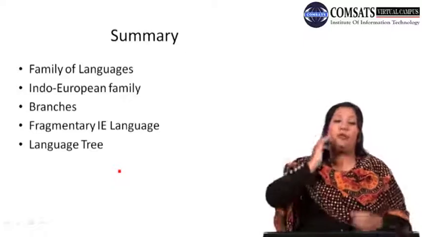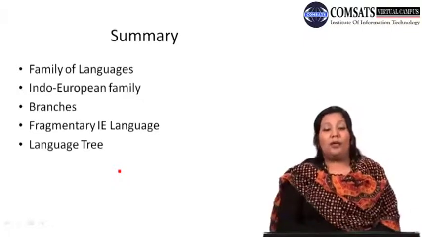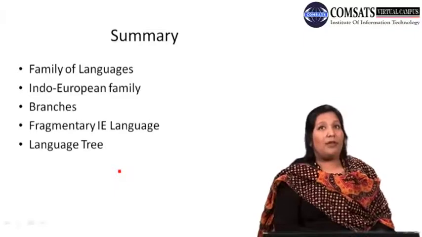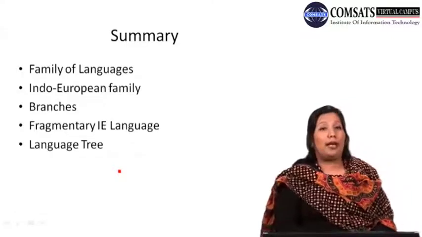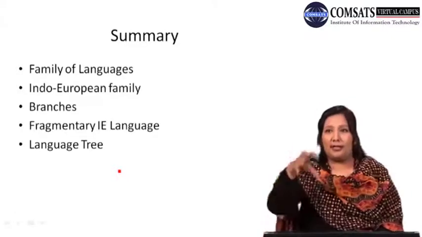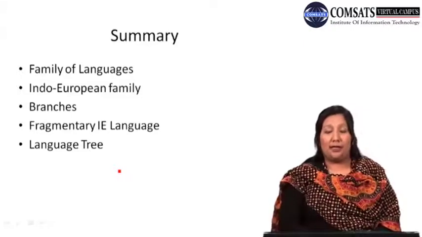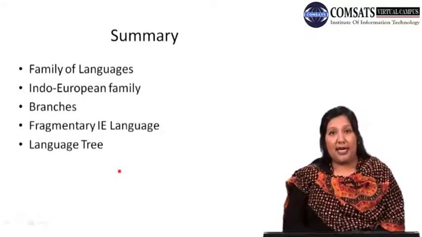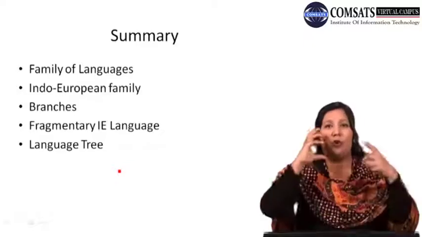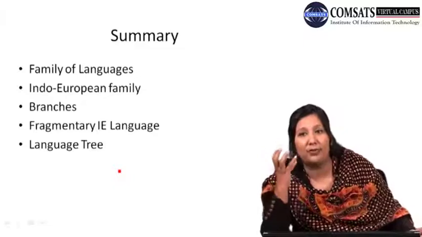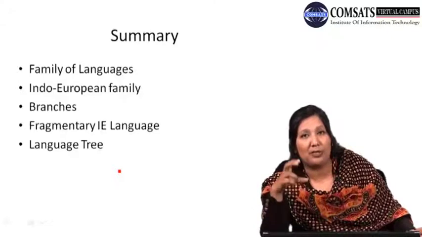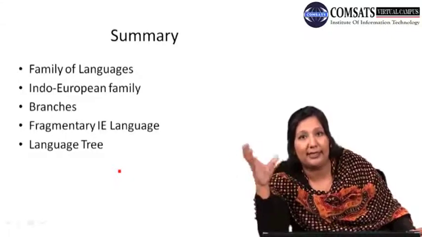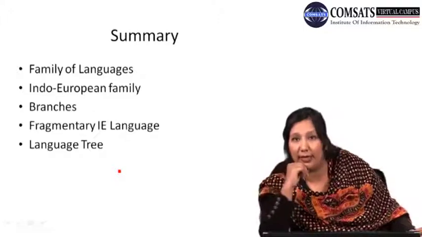We have not only looked at the Indo-European family, but also at some of the fragmentary Indo-European languages. Fragmentary Indo-European languages were those languages that were existing in the form of fragments, in the form of parts that were existing on their own. Then we saw the language tree towards the end, and we came to the conclusion that all the languages have come from the same mother tongue, from one main source, and from this main source they are further divided and subdivided, making a complete tree. So with this, let's end the lecture over here.